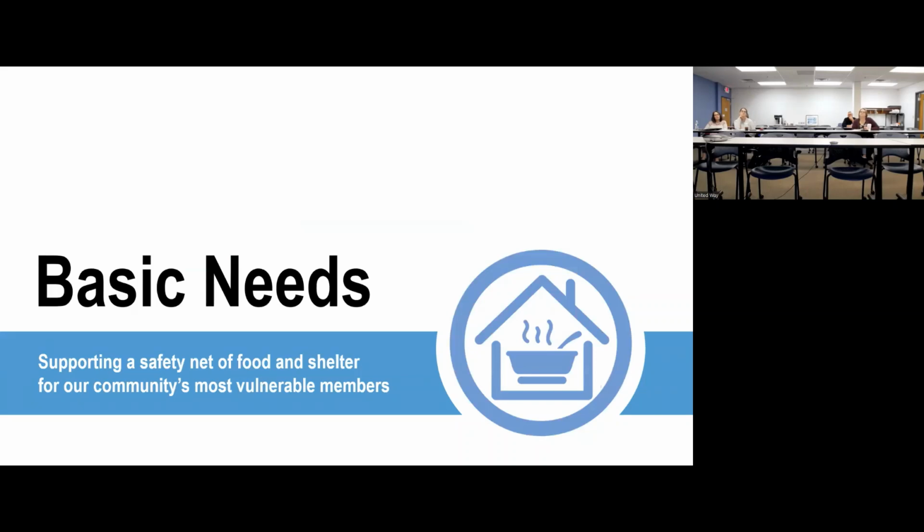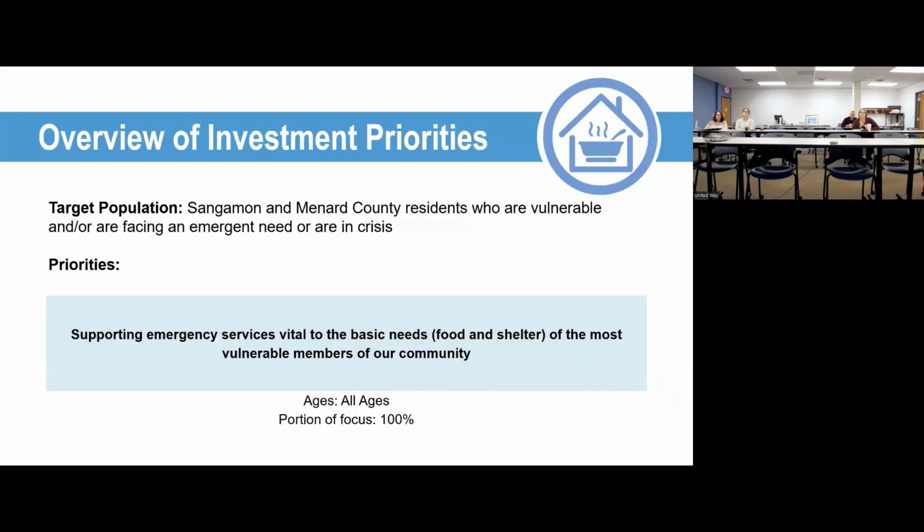So I'll start off with basic needs. Probably our simplest issue area. And really that's because it has one priority, and that's emergency food and shelter. One thing to note, there is a pretty specific target population here, and that is basically Sangamon and Monroe County residents who are the most vulnerable in our community. So in your application, probably talk about how that client base is the most vulnerable.